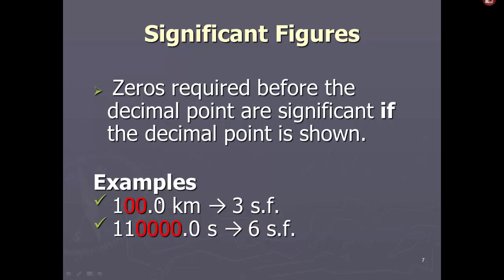And lastly, zeros required before the decimal point are significant if the decimal point is shown. So if I had 100.0, this would have 4 significant figures. So the zeros before the decimal that are required to show the value of the number are significant. So if you have 1100,000, these 4 zeros then become significant with the decimal.